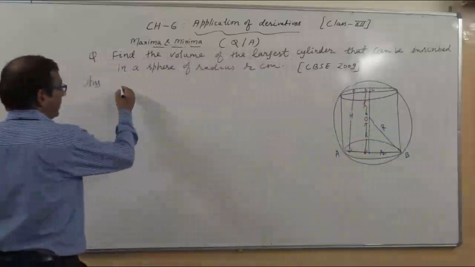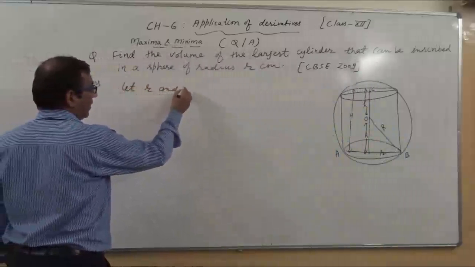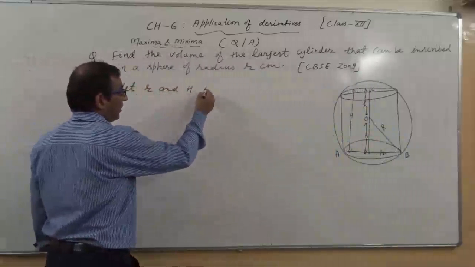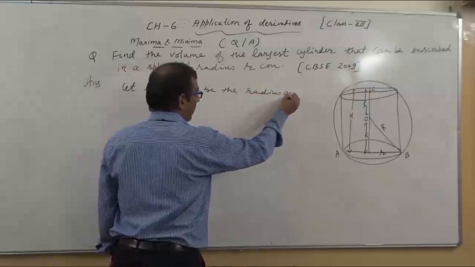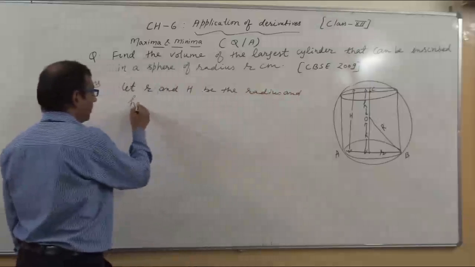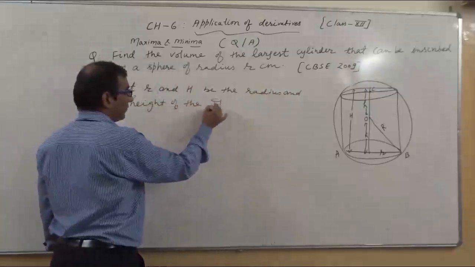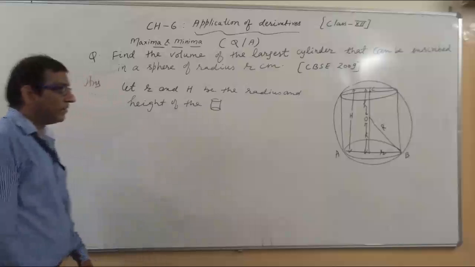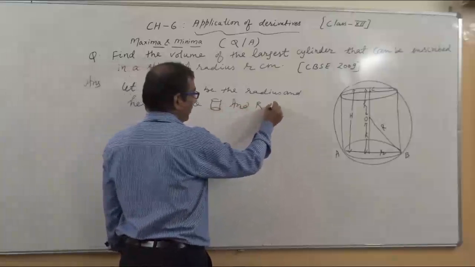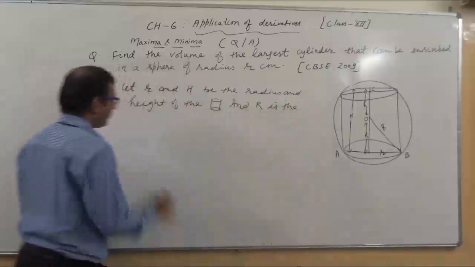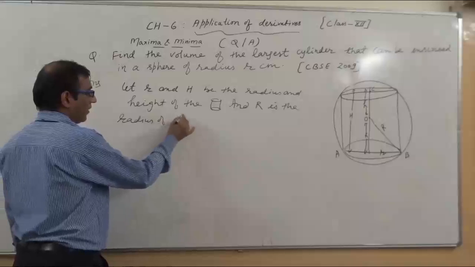So we will write here: let small r and capital H be the radius and height of the cylinder, right? And capital R is the radius of the sphere.